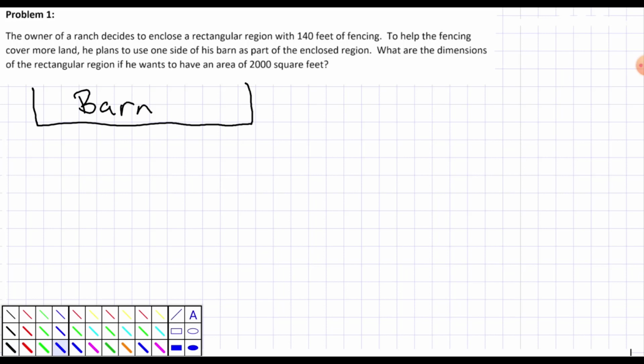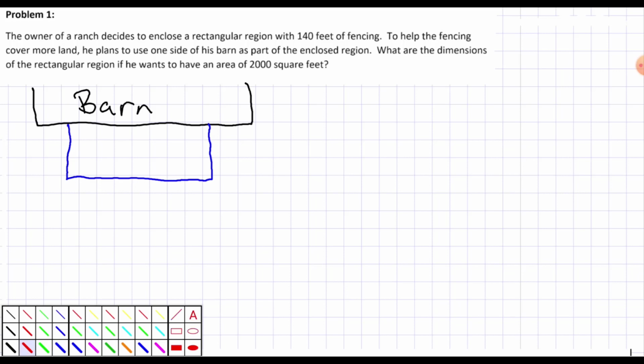I'm going to draw that in another color. This is the area he might want to use for horses or something like that, or maybe he's planting something. This is the region that he's creating. Now what we should notice is that we only need 3 sides of fencing. We don't need the 4th side because the barn is going to be the one side of the fencing. Now let's read this again and look for key information.